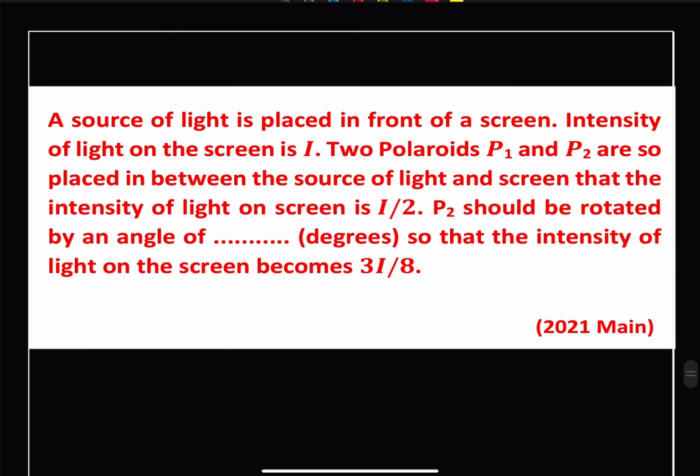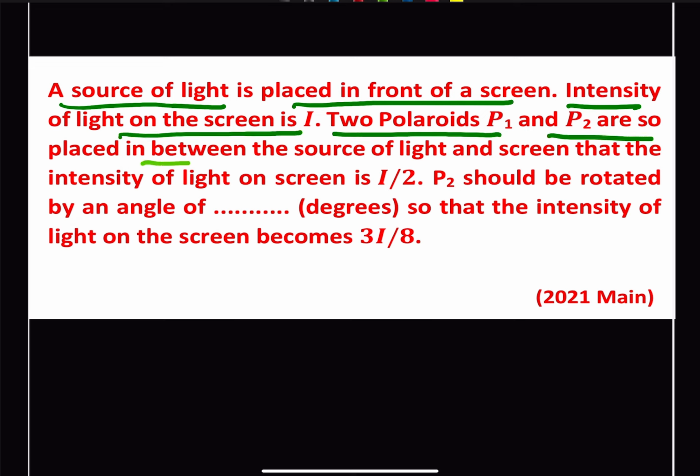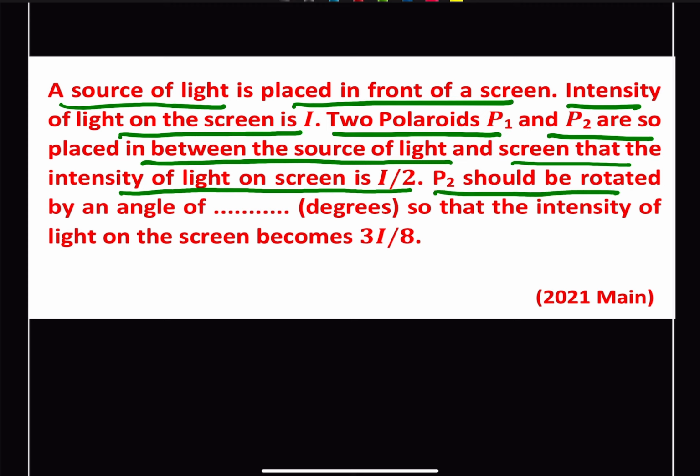And it states that a source of light is placed in front of a screen. The intensity of the light on the screen is I. Two polaroids P1 and P2 are so placed in between the source of light and the screen that the intensity on the screen is I by 2. P2 should be rotated by an angle of dash degrees so that the intensity of the light on the screen becomes 3I by 8.